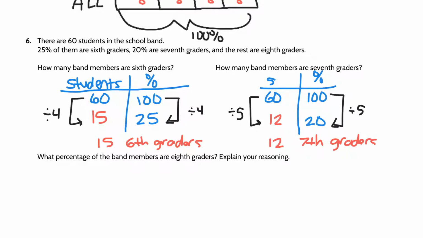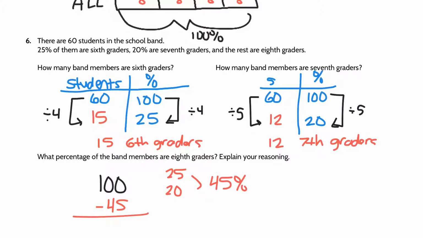Now lastly, what percentage of the band members are 8th graders? Well, that's got to be the rest, right? If I started with 100% and I knew that 25% were 6th graders, 20% were 7th graders, that represented 45% of the band. So if I take 100% and minus the 45%, I'll get my solution now of 55% are 8th graders.